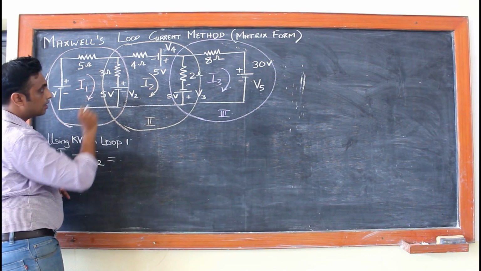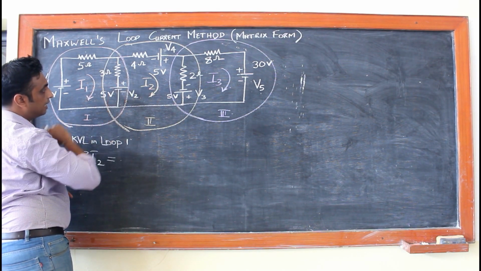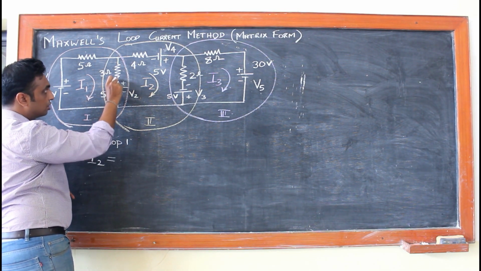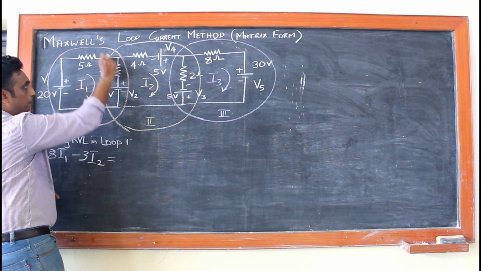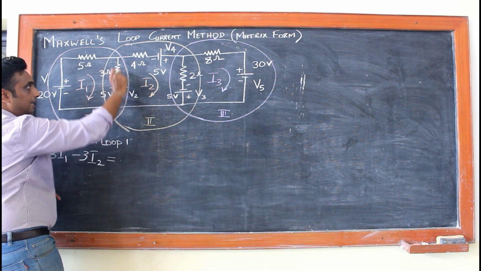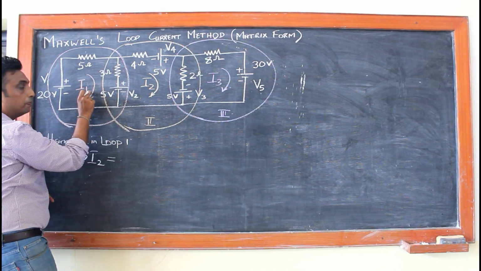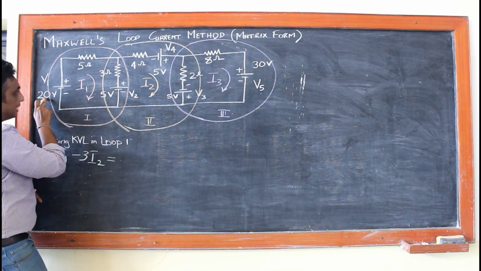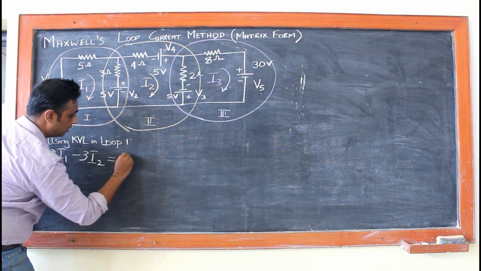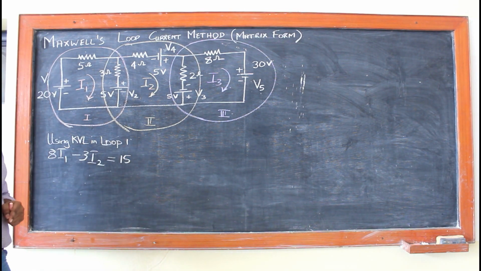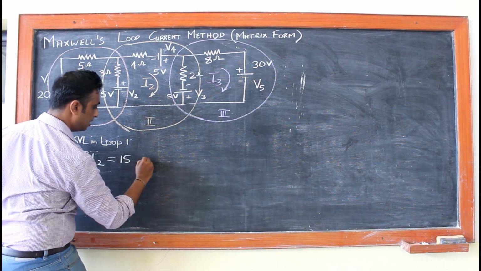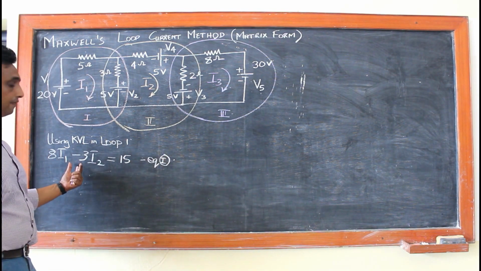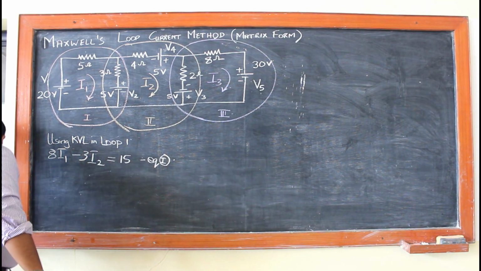What about V2? If you see the direction of V2, here it is positive and here it is negative. Considering loop 2, you can see where my finger is tracing from positive to negative. This rotation is anticlockwise, which is opposite to I1. So it will be minus 5. So 20 minus 5 gives us 15. This will be my equation 1. In the same way we did loop 1, we will do loop 2.